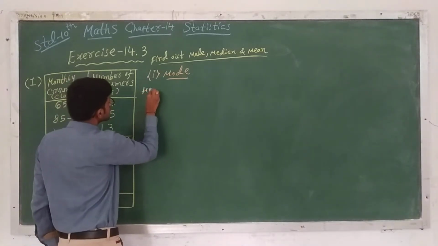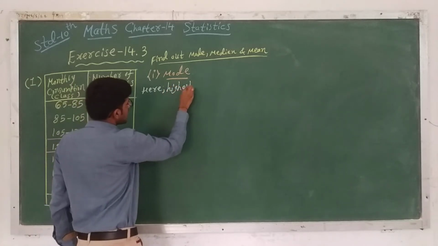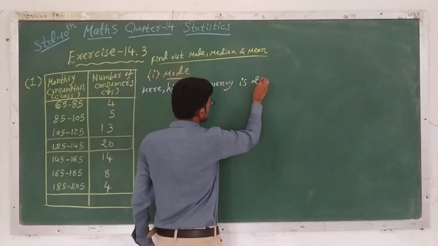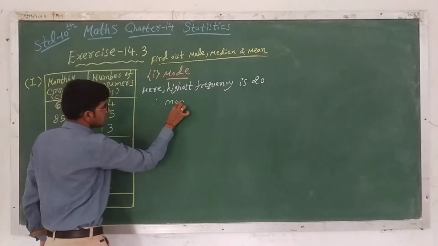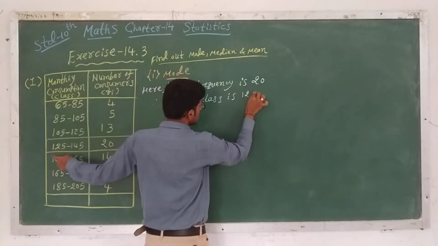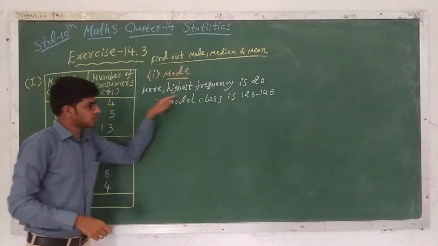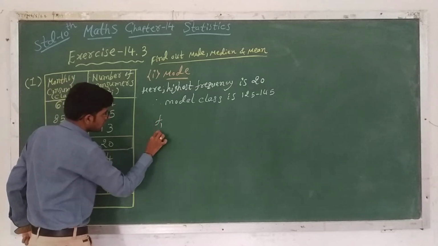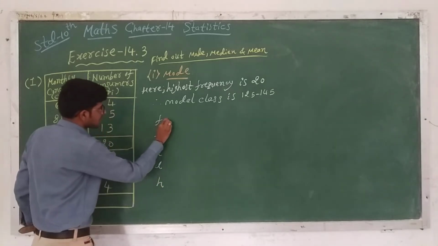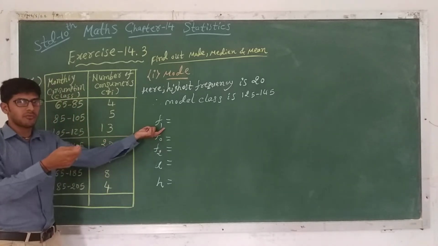Here the highest frequency is 20. Therefore the modal class is 125 to 145. So first of all, we have to find out F1, F0, F2, then L and H. F1, the frequency of the modal class, is called F1.